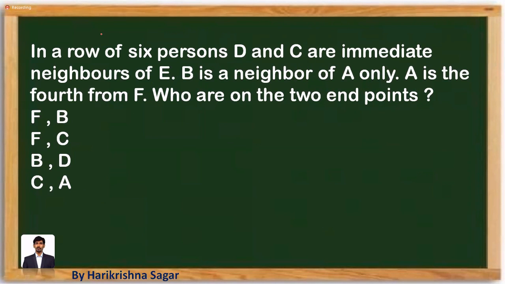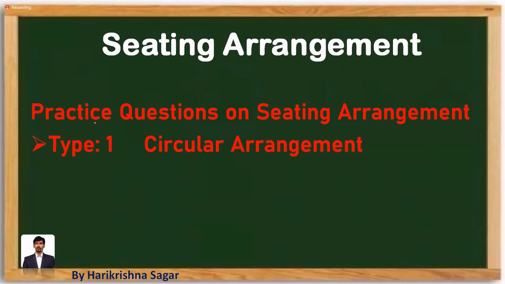Look at the next question. In a row, there are six persons. D and C are immediate neighbors of E, so we can take it like this. B is a neighbor of A only. A is fourth left from F. So we can take everything in this way. Who is at the extreme ends? F and B are the extreme ends. That's how you can see questions under the linear arrangement.